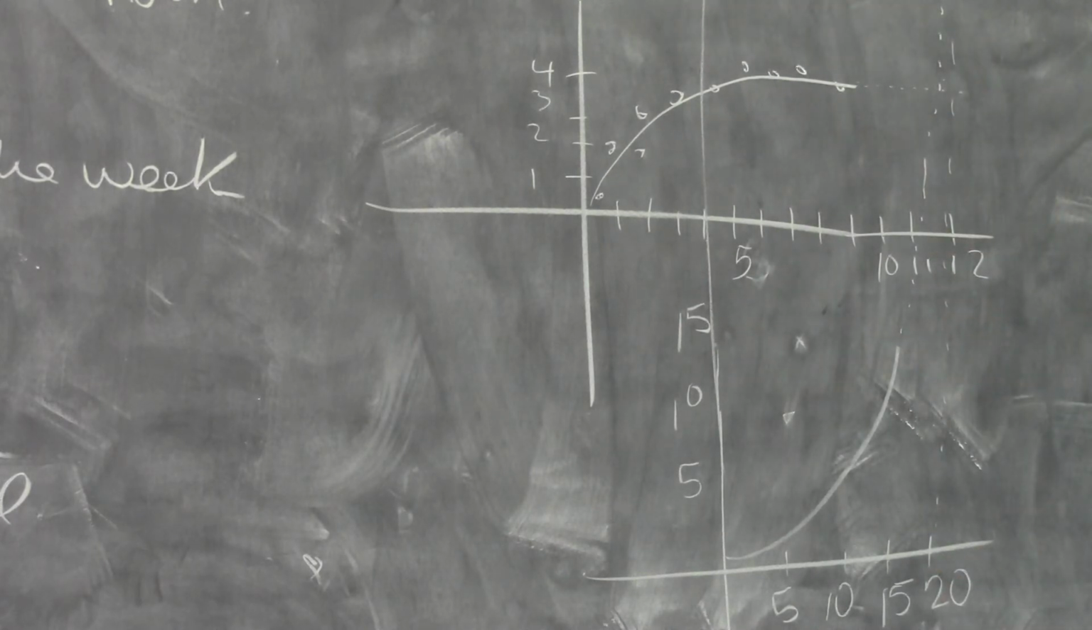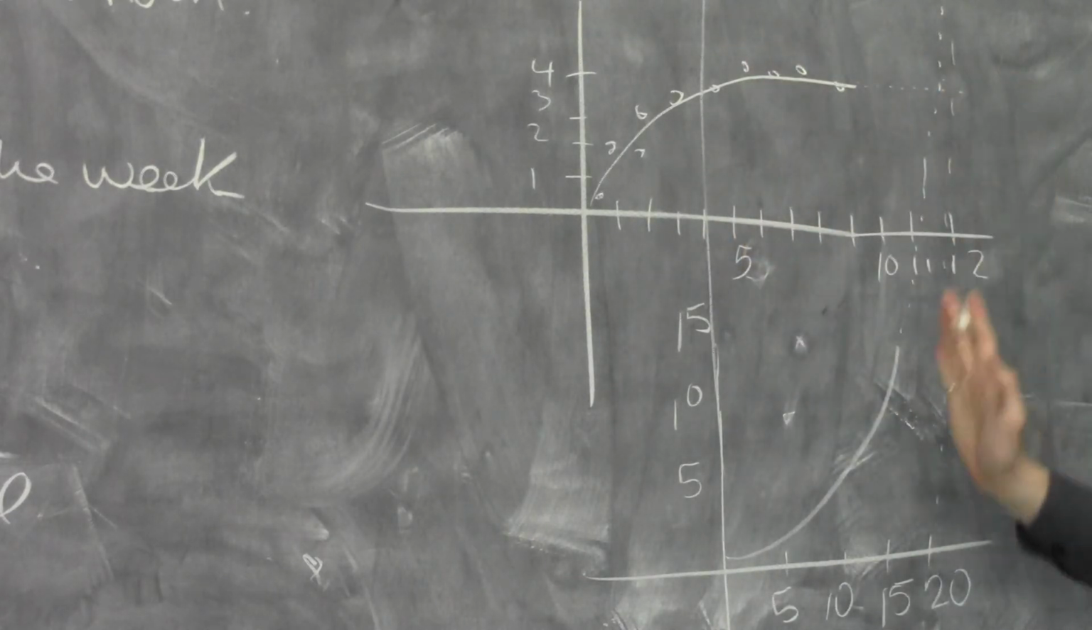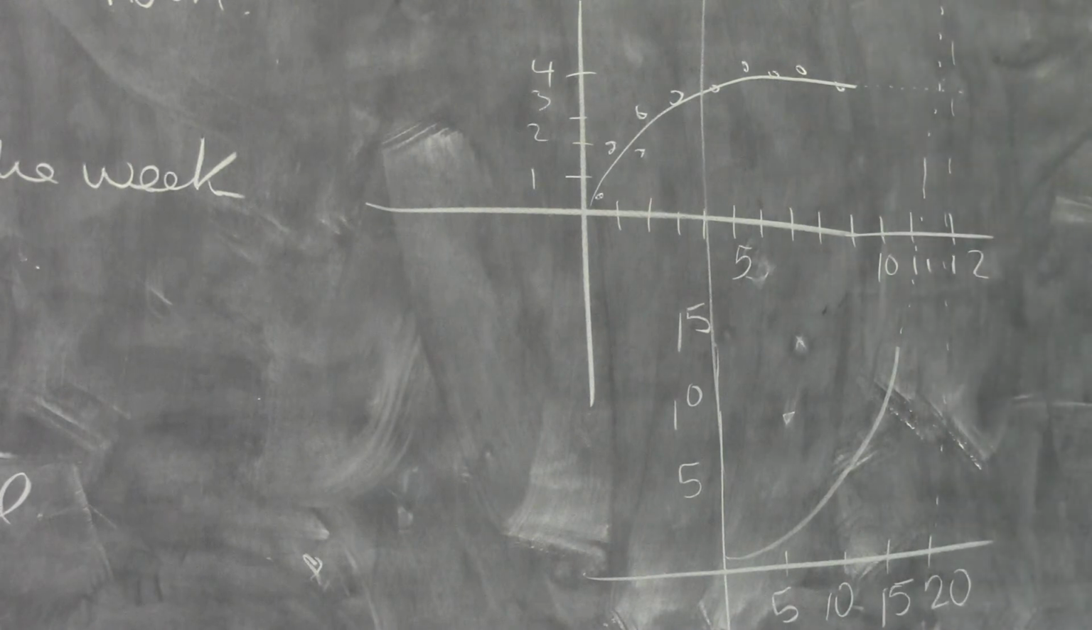Does that make sense? Well, these graphs are a little messy, but you're just going to extrapolate the curve. So in other words, you extend the curve in the direction that it's already been going.